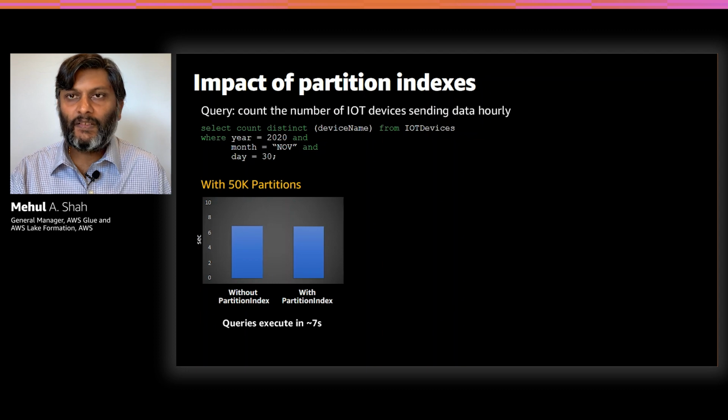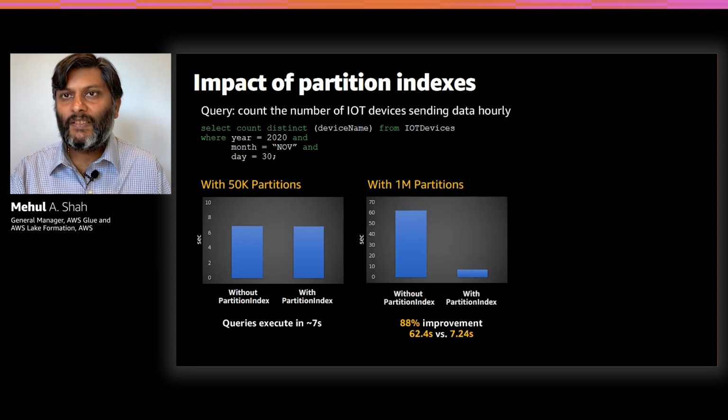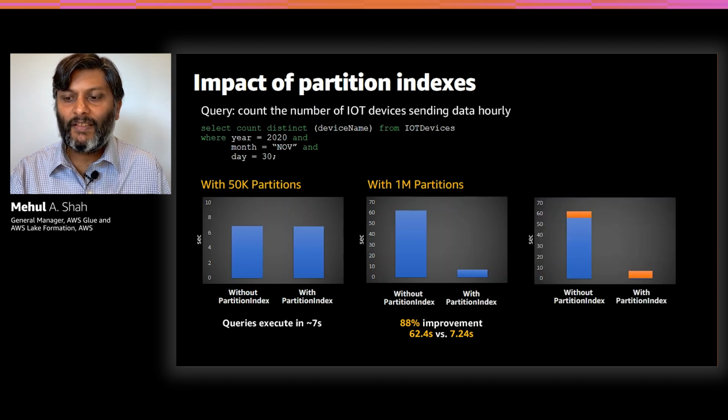And when we had about 50K partitions in this data set, with or without a partition index, the query took roughly 7 seconds. Manageable. But as we scaled the number of partitions, when we went from days to minutes and hours in our partition list, it turns out that the query time without a partition index started blowing up. Went from 7 seconds to nearly 64 seconds.